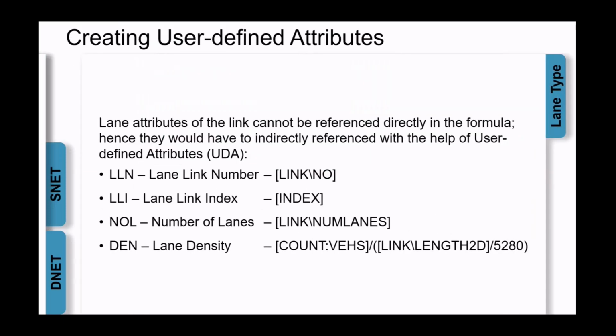So this one talks about the lane type user-defined attributes that we created. These are like lane link number, lane link index, the number of lanes, the lane density. For those who attended Levi's presentation, these syntaxes might be similar. These are square brackets that we used inside the formulas, and those are just the formulas that we use to capture all the lane aspects of it.